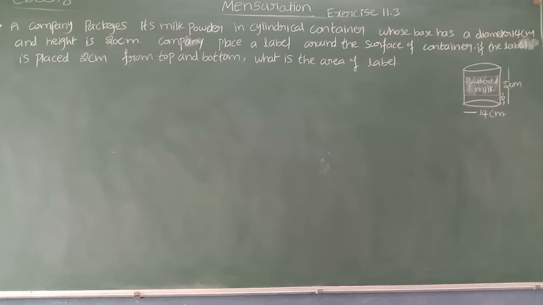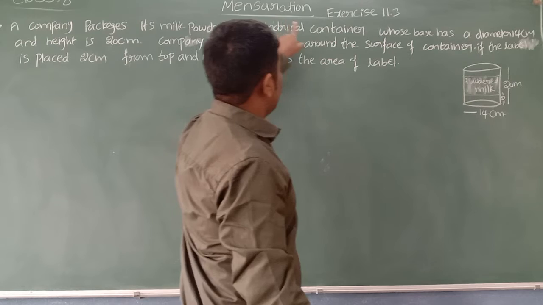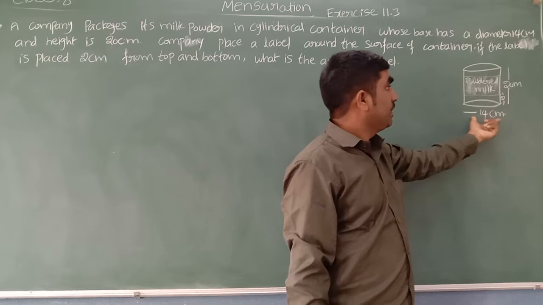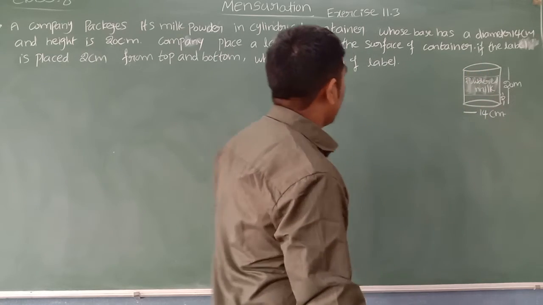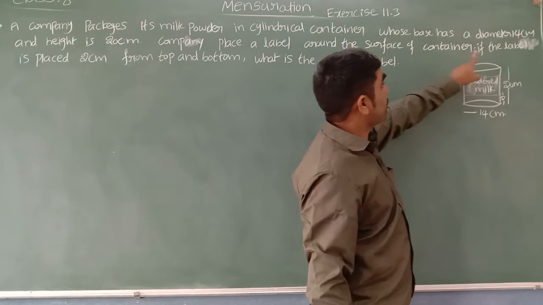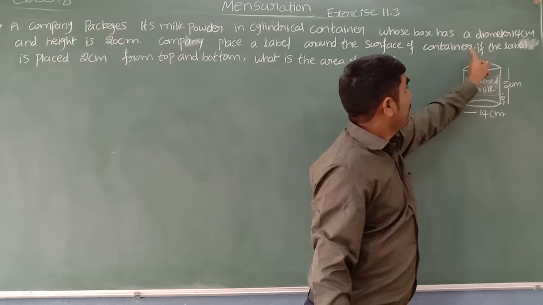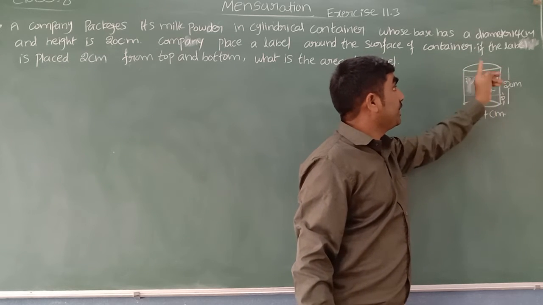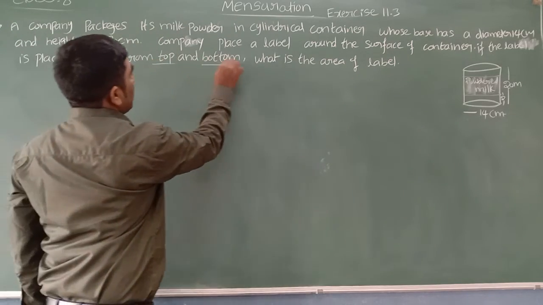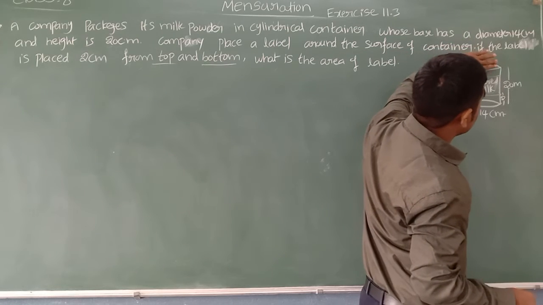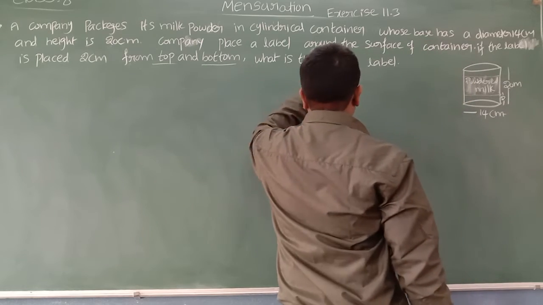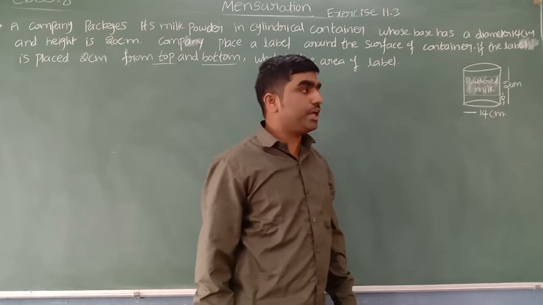Yes, here we have a 10th one mark. A company packages its milk powder in a cylindrical container whose base has diameter 14 centimeters. They are going to pack the milk in a cylindrical container and the height is 20 centimeters. A company places a label around the surface of the container. If the label is placed 2 centimeters from top and bottom, it means from the top 2 centimeters there is no label, and from the bottom 2 centimeters there is no label. What is the area of the label?